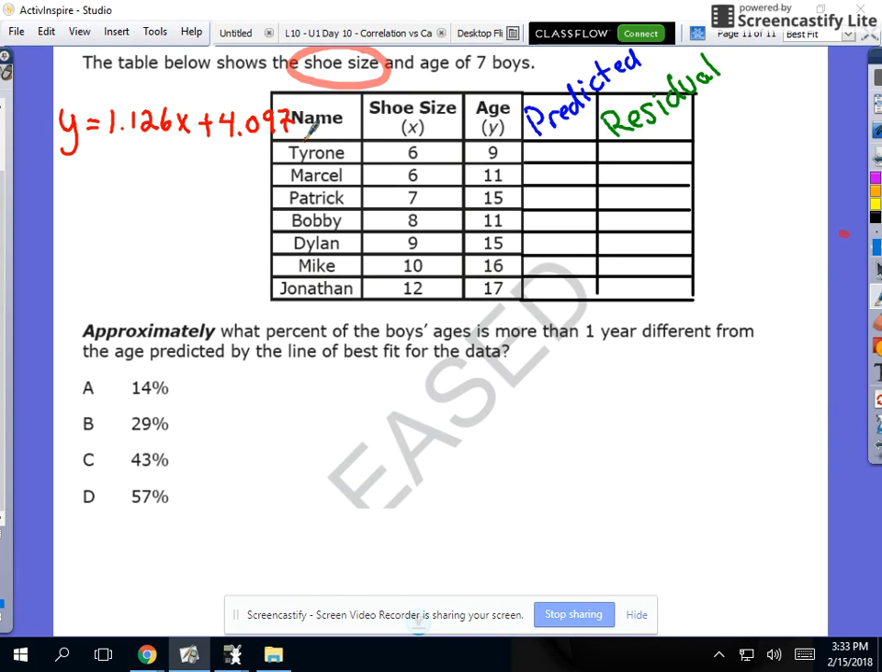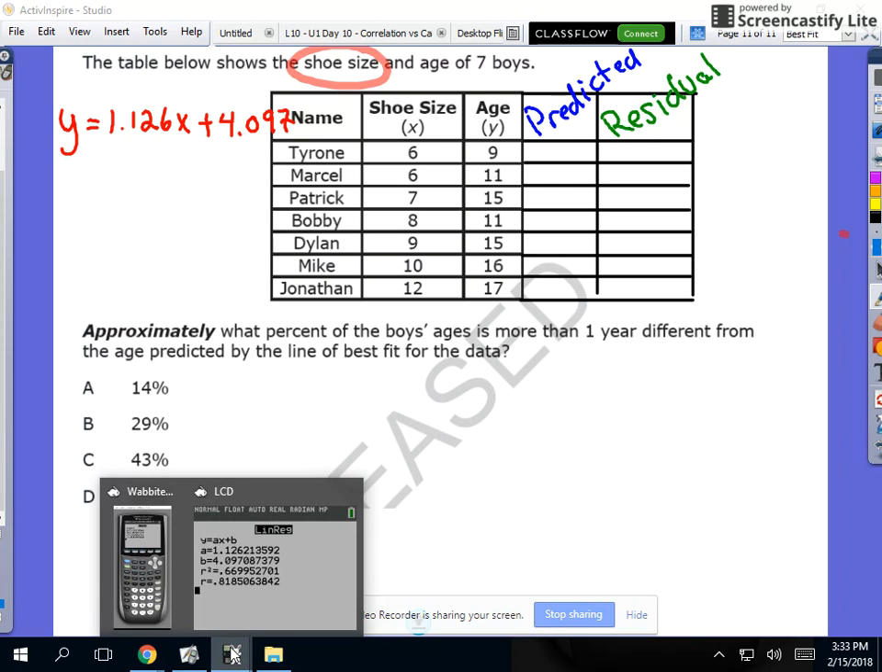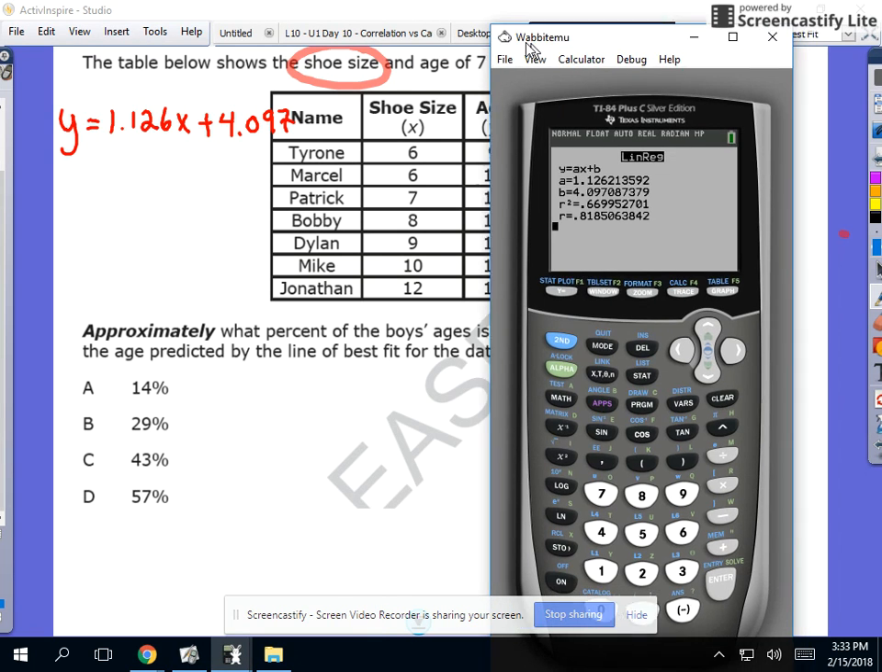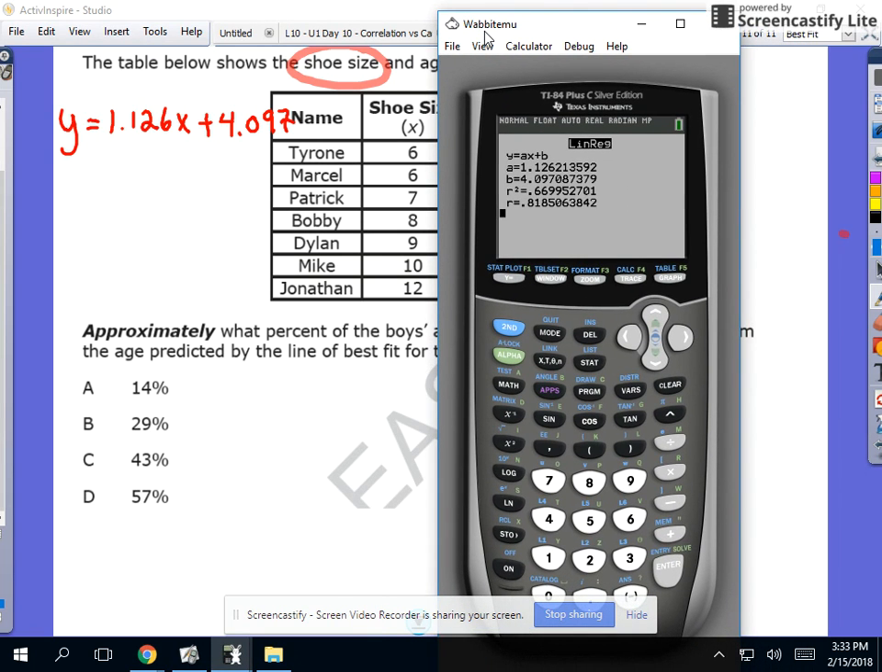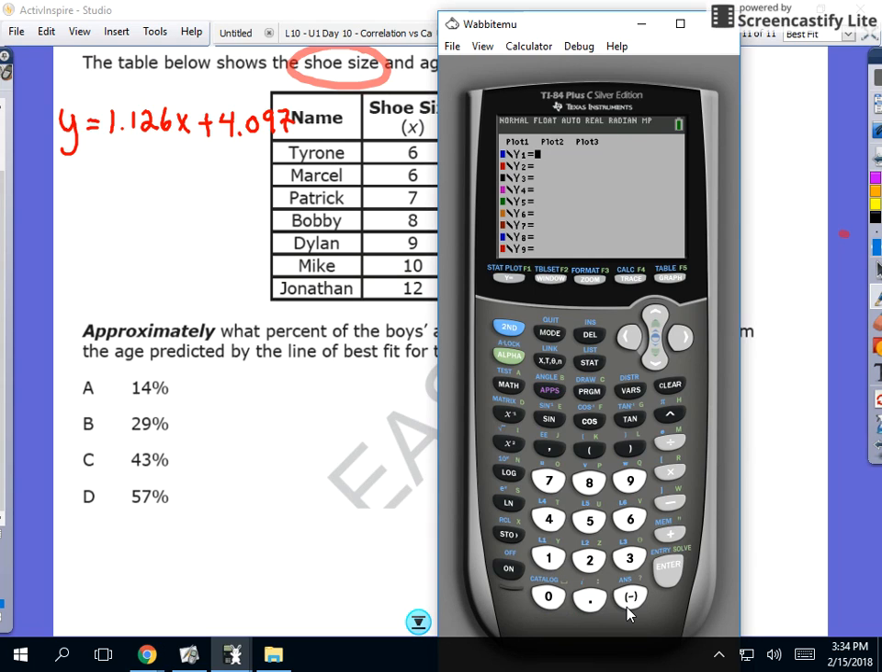Now that we've got our line of best fit, we're going to take that, like we've always done, and plug it into the y equals screen. So I'll pull that graphing calculator back up, click y equals. Let's clear out the old data that was there, and type it in: 1.126x plus 4.097. All right, there's our equation.